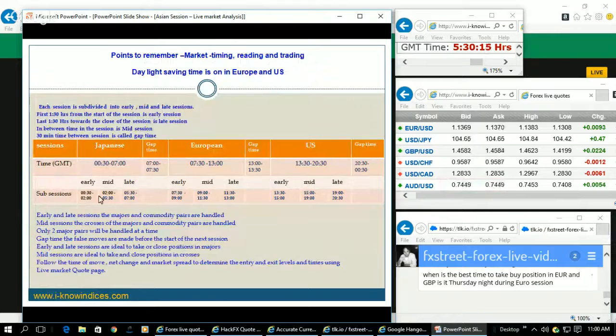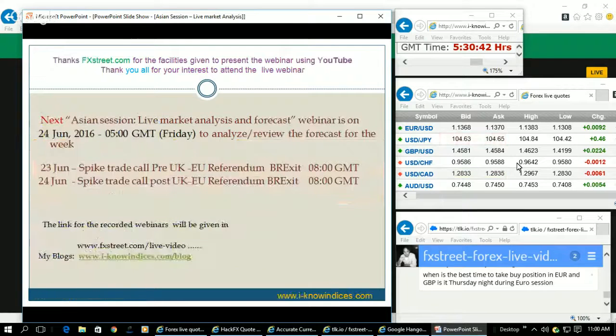So these are all the market timings. The early and late sessions handle the majors, and the mid sessions handle the crosses. These are all the vital points. I have given it for those who are trying to follow my trades, and then also use the live market code page to take appropriate positions, so that you'll be able to make small swing profits to start with and build up your equity. Then later on you can think of position trading.